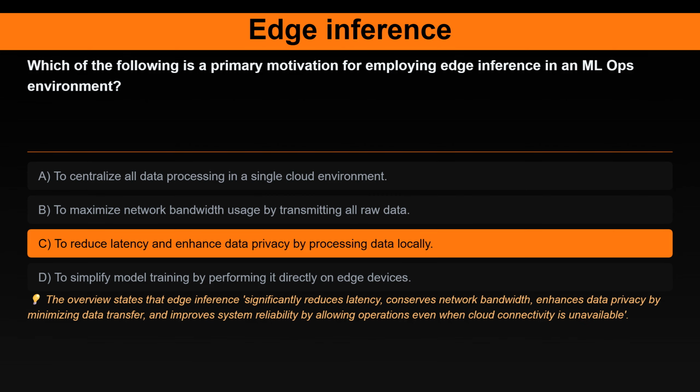The correct answer is, quote, to reduce latency and enhance data privacy by processing data locally. Here's the explanation. The overview states that edge inference significantly reduces latency, conserves network bandwidth, enhances data privacy by minimizing data transfer, and improves system reliability by allowing operations even when cloud connectivity is unavailable.